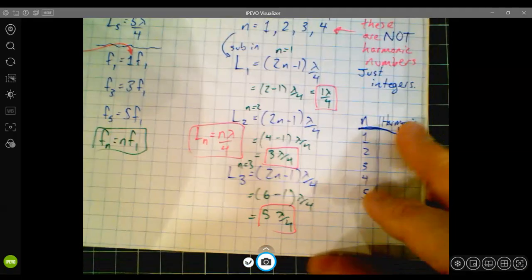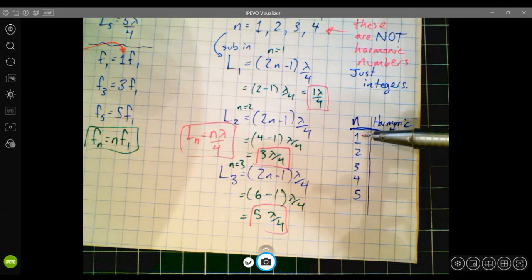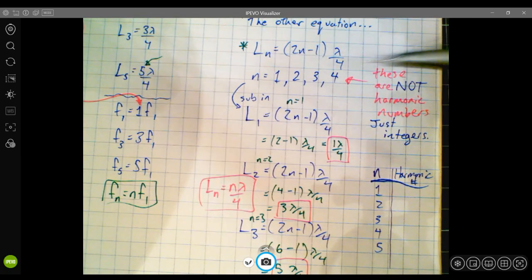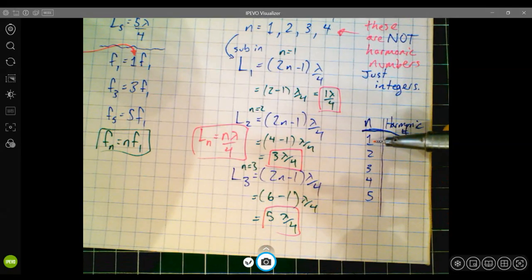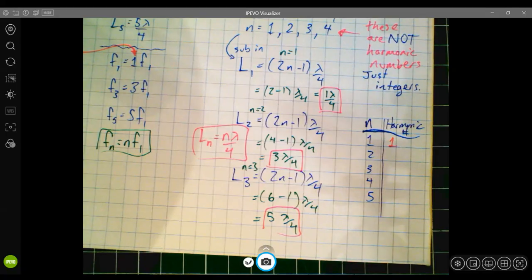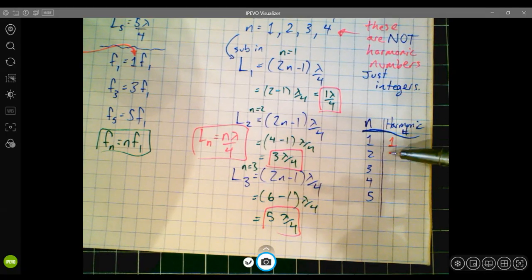So just to point out here that for this equation that we're talking about up here, the (2n minus 1) lambda over 4, when you use an n with this equation, the n equals 1 value would correspond to harmonic number 1. Yes, but the n equals 2 value would correspond to the third harmonic. The n equals 3 value would correspond to the fifth harmonic. 4 would go with the 7th harmonic, and 5 would go with the 9th harmonic.